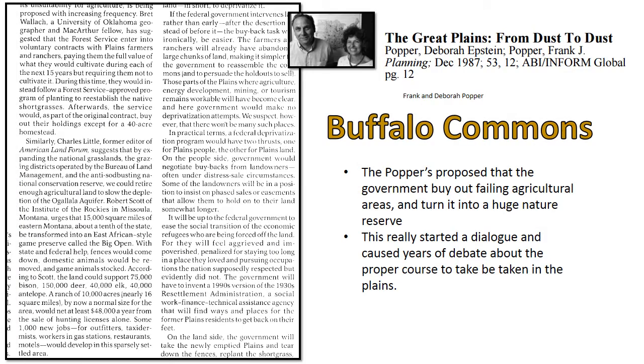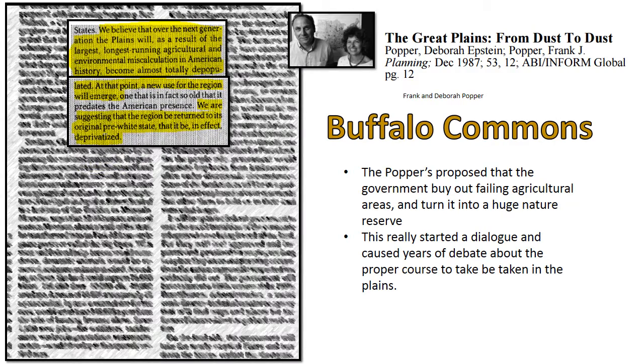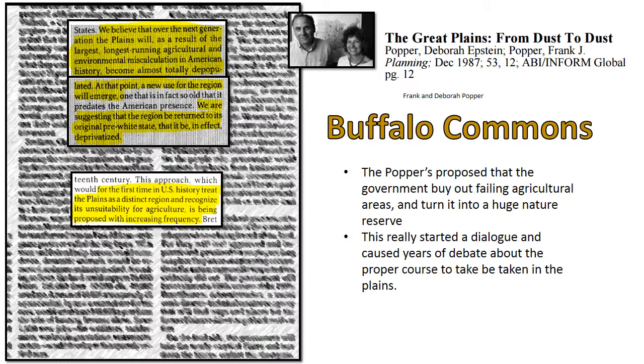Now, the most famous plan for restoring the Great Plains was proposed by Frank and Deborah Popper in 1987. Their idea was known as the Buffalo Commons. They believed that over the next generation, the plains will, as a result of the largest, longest-running agricultural and environmental miscalculation in American history, become almost totally depopulated, and at that point, a new use for the region will emerge. They suggested that the plains be returned to their pre-white conditions, and that the U.S. government treat the area as a distinct region and recognize its unsuitability for agriculture.